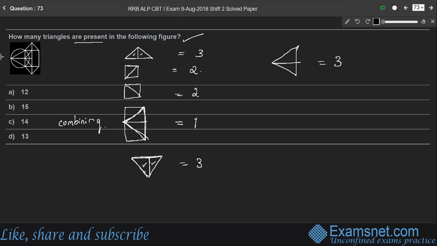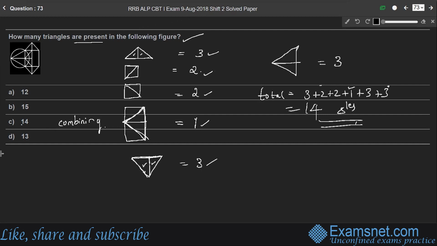3 triangles, right? So totally it is 3 plus 2 plus 2 plus 1 plus 3 plus 3. So 3 plus 3 plus 3, 9 plus 1, 10 plus 4 is 14. There are 14 triangles in the given figure. Hence, option C is the right answer.